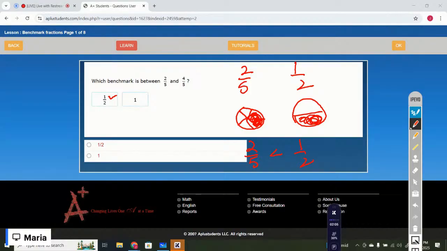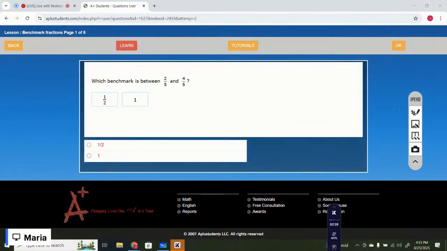The same way, 4 by 5 is greater than 1 by 2. So one of them is less than 1 by 2. 2 by 5 is less than 1 by 2 and 4 by 5 is greater than 1 by 2. Got it? So that means the benchmark is 1 by 2. Option number 1 is the correct option. That is 1 by 2.